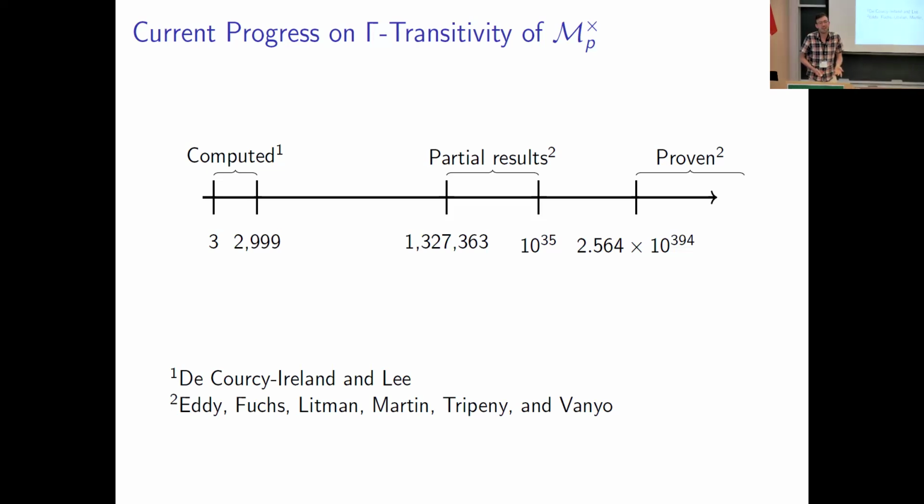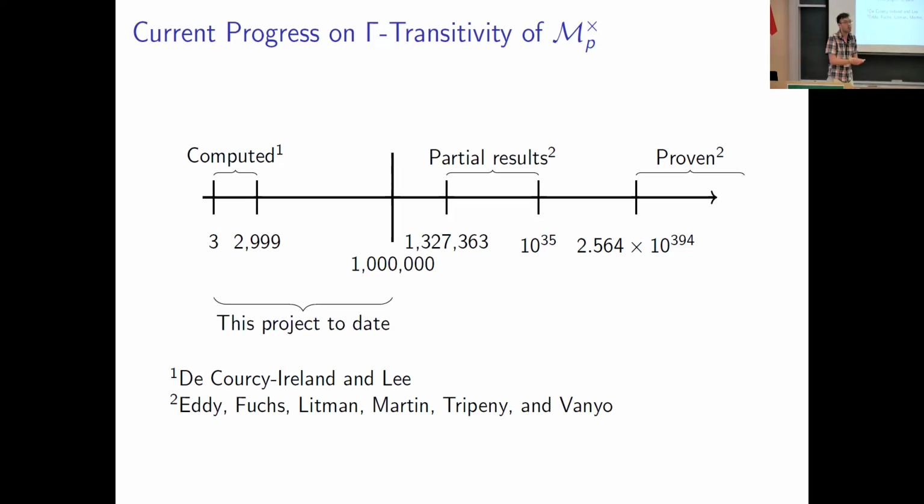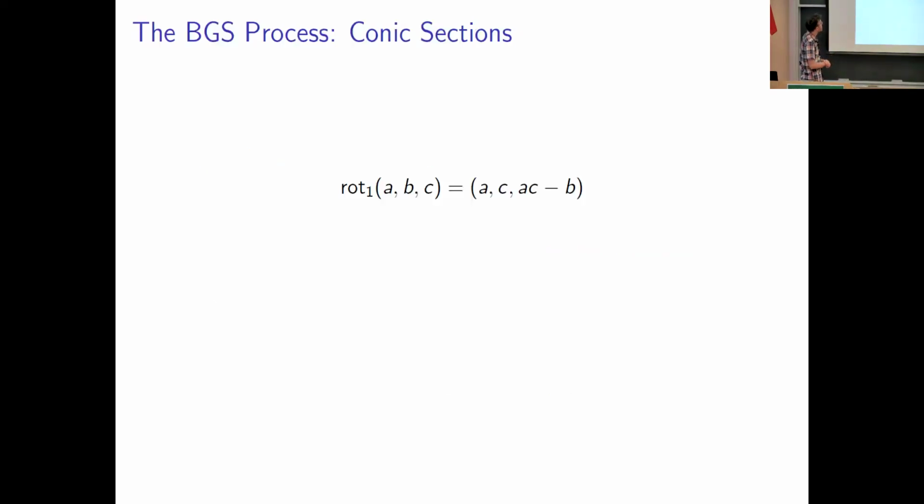My project has been looking at this problem computationally, and my contribution is that I was able to compute that this is connected all the way through 1 million, along with some random samplings through about 50 million, but exhaustive search through 1 million. So how does it work?